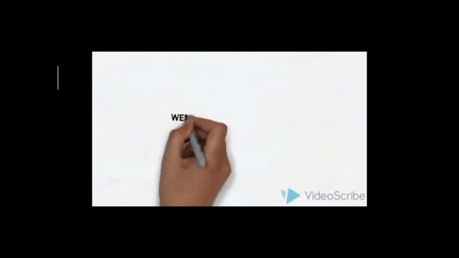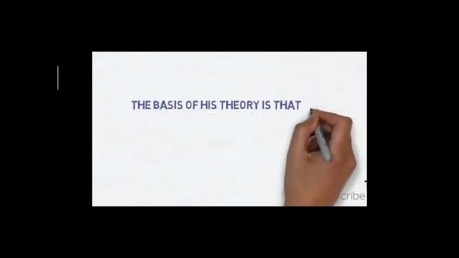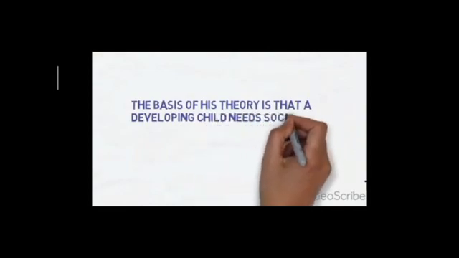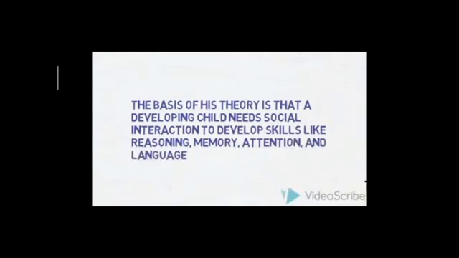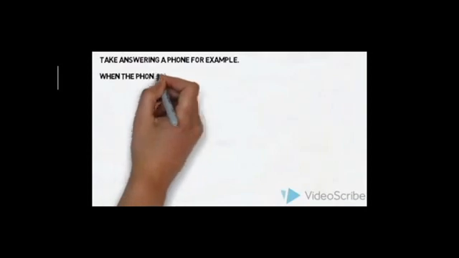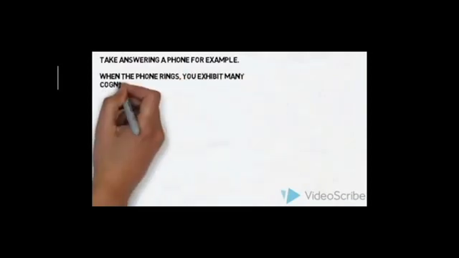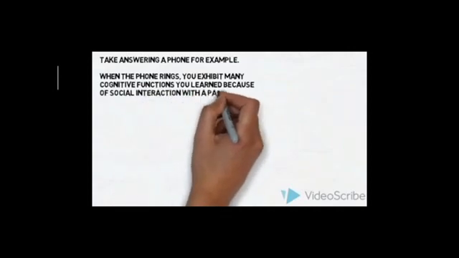Welcome to Lev Vygotsky's social interaction theory. The basis of his theory is that a developing child needs social interaction to develop things like reasoning, memory, attention, and language. Take answering a phone, for example. When the phone rings, you exhibit many cognitive functions you learned because of social interaction with a parent or other adult.